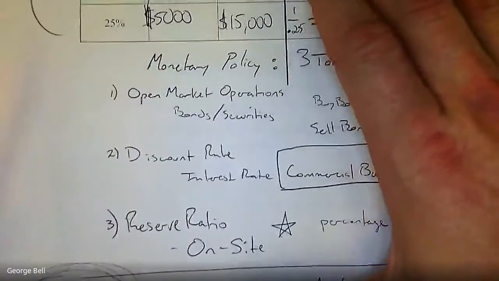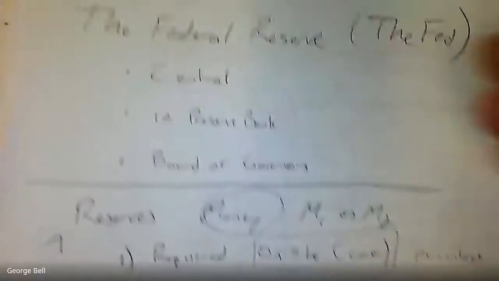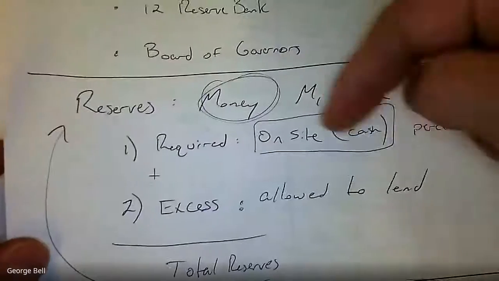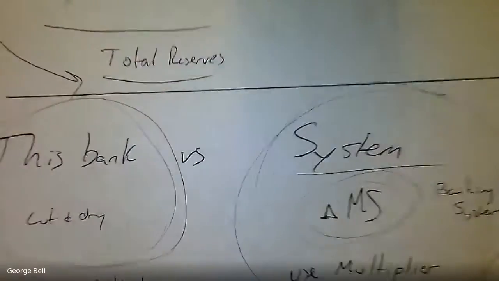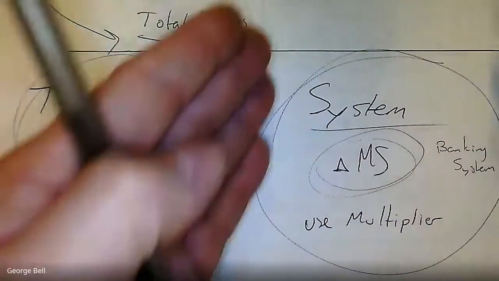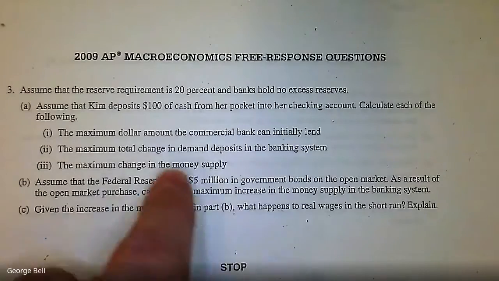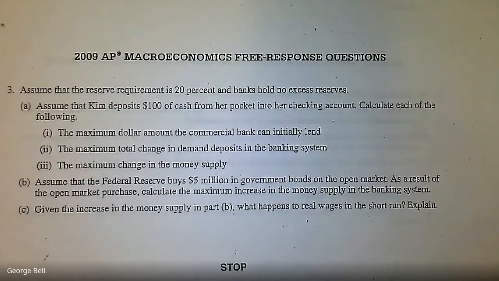We reminded ourselves about the tools for the Fed, and we talked about what the Fed was. We talked about required and excess money, M1, M2. And then we talked about the concept of changes in the money supply versus what a bank can do. And so now we combine all of these concepts into an FRQ from 2009.